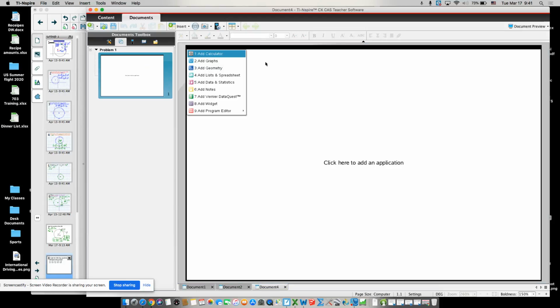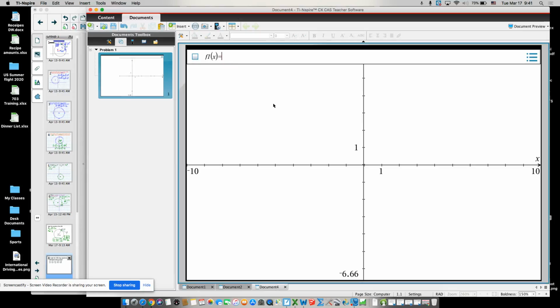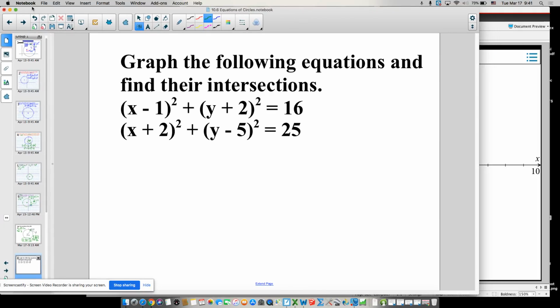Or you can use your handheld, that's fine. It's a little easier on the laptop though. And then we are going to add a graphs page in. Okay, I'm assuming that you've got it all loaded up and ready to go, so I'm going to continue. Okay, so we're looking to graph these two equations.